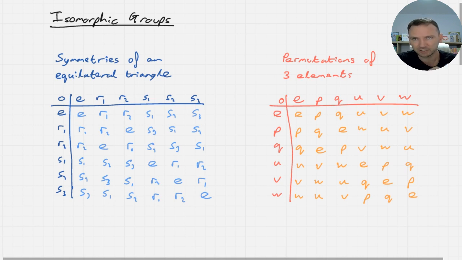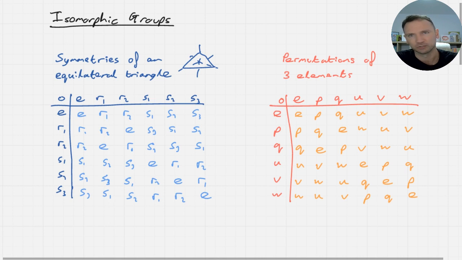So we've got the group on the left, the symmetries of an equilateral triangle. That's looking at a triangle and thinking of all the symmetries. So we've got our do nothing symmetry, which is our identity element. We've got two rotational symmetries, rotating by 120 degrees and rotating by 240 degrees, which are our R1 and R2. And then we've got our three reflective symmetries, S1, S2, and S3, which are reflecting in our three lines of symmetry of our equilateral triangle.